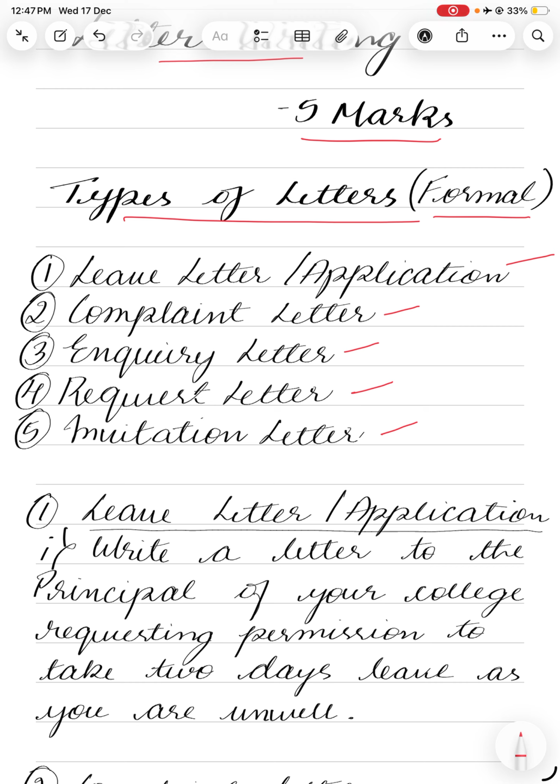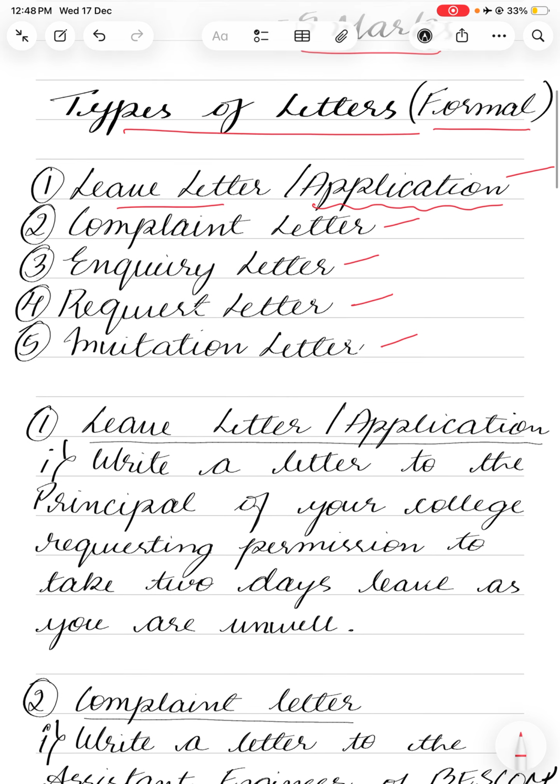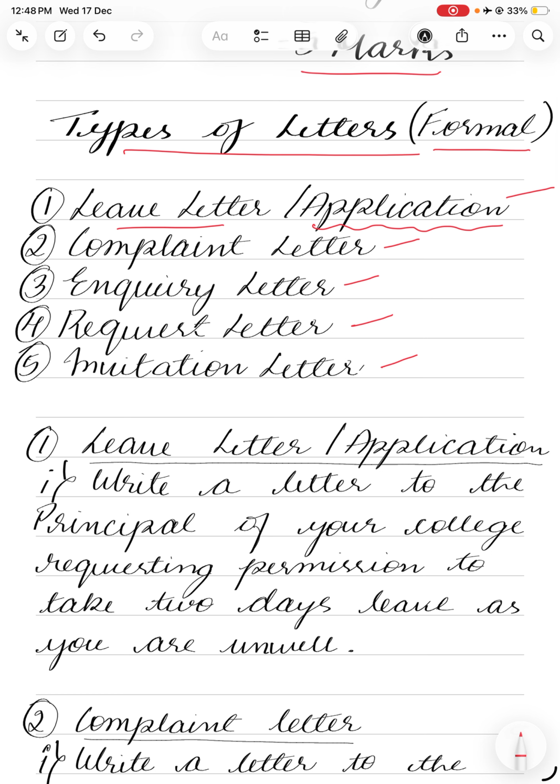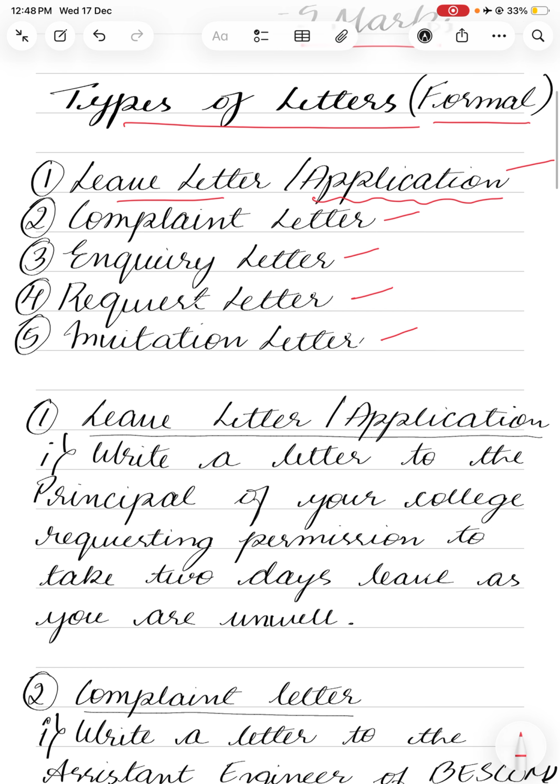Now, if you want to know the difference between leave letter and leave application, leave letter is when the students themselves write to the principal or to anybody. Right, when the students write by themselves, that is called as the leave letter. When the parents of the students, on behalf of the student, write, that is called as the leave application. So leave letter is when the students write, and leave application is when the parents write on behalf of the students. It might be the mother, the father, or the guardian for leave application.